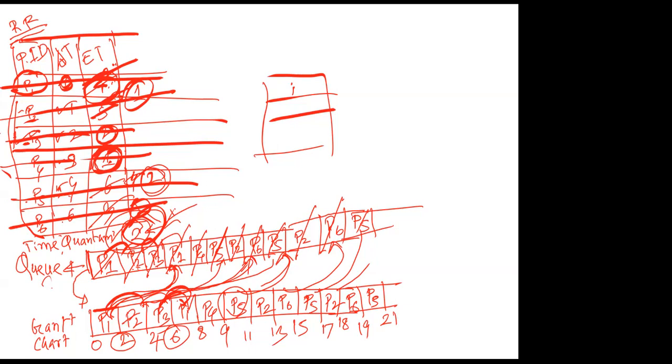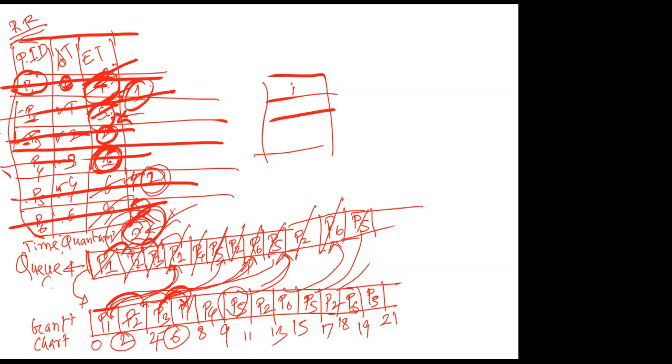Another thing is that it may increase the waiting time of the process. If you increase the quantum time, then this process gets the CPU after 4 time units instead of after 2 time units. So waiting time will be increased. This is another thing you need to keep in mind for round robin.